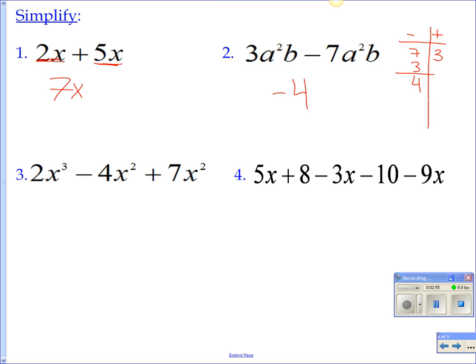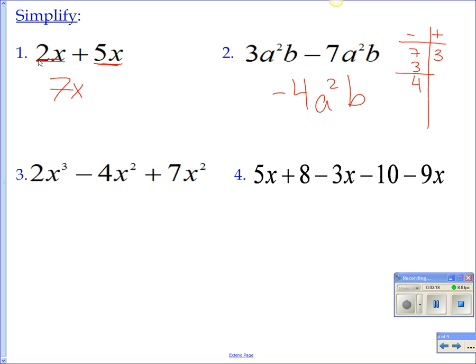Okay? Gavin, what do I need to write beside of the negative 4? What do I write beside of the negative 4? All right. See how this one had a squared and b, and this one had a squared and b? So this needs to have a squared b beside of it. All right. Write down number 3, please.